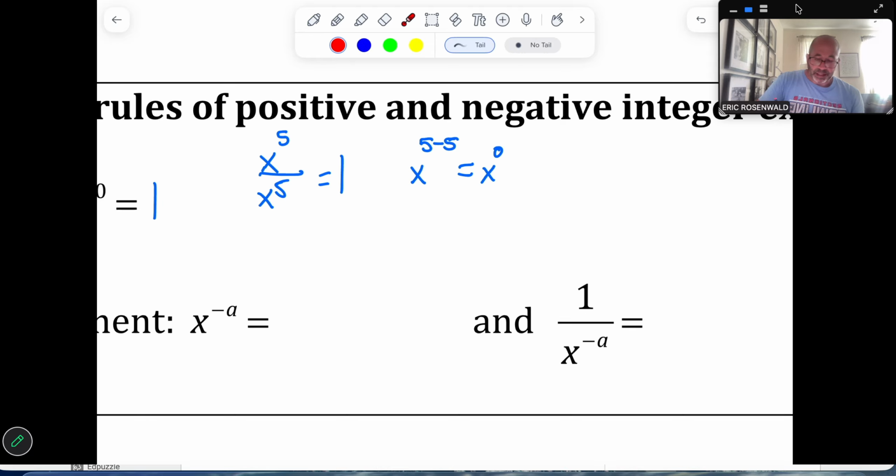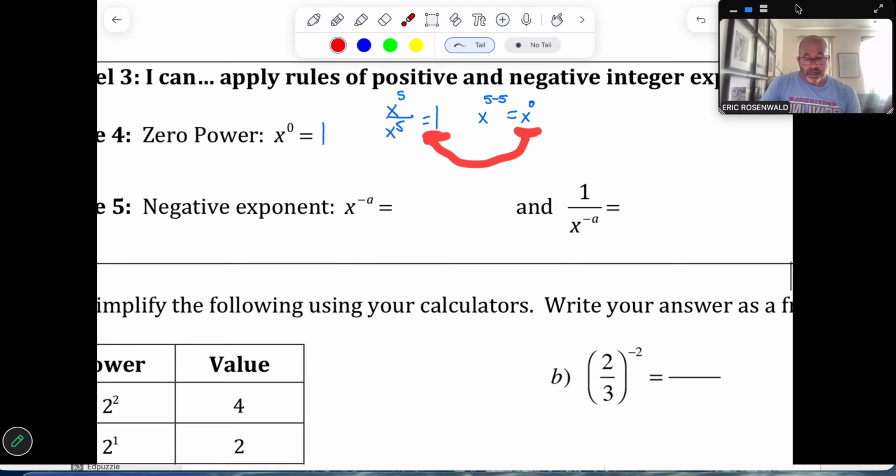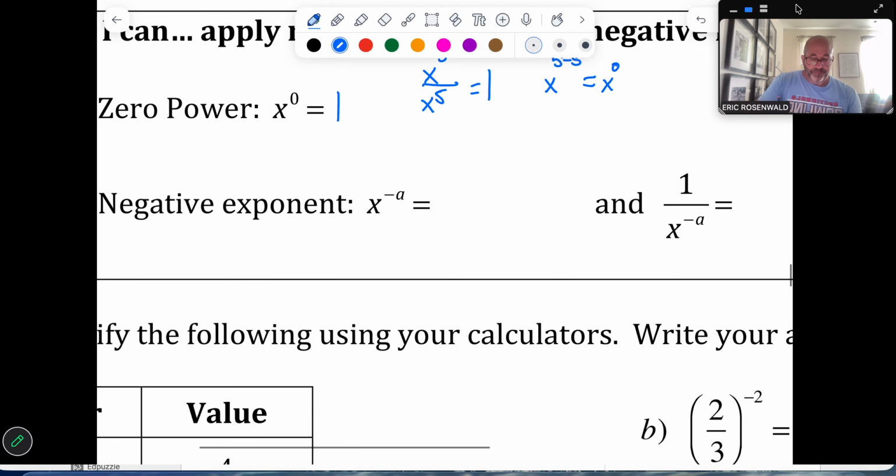And so what we see then is that, well, this is 1. That means that this also has to equal 1. So anything to the 0 power is going to just simply equal 1. Okay? Negative exponents, real easy.